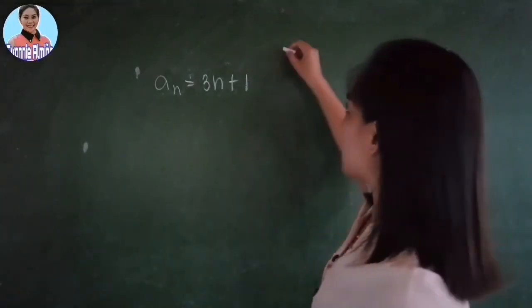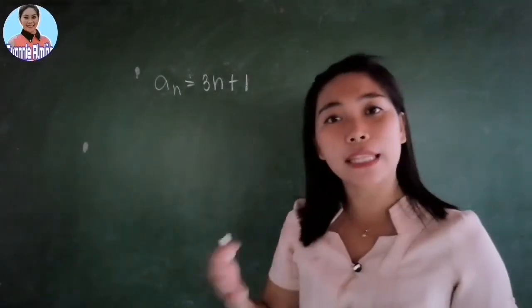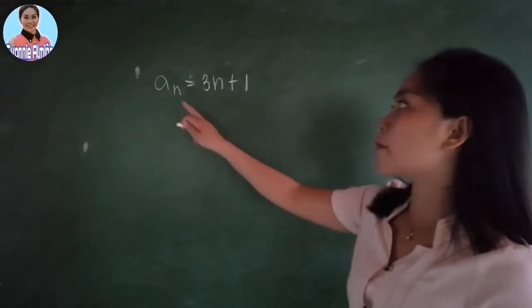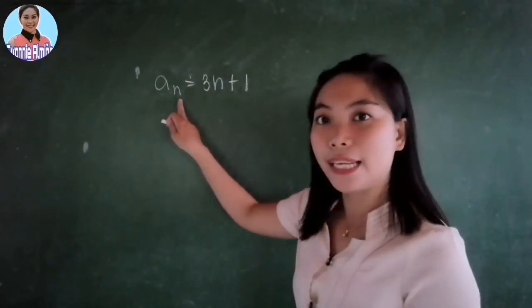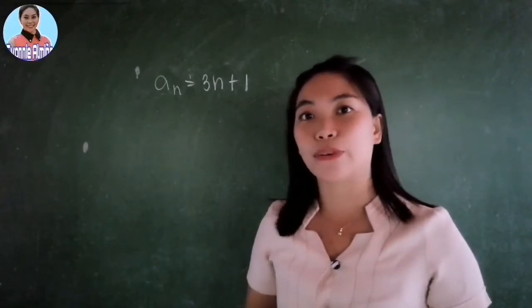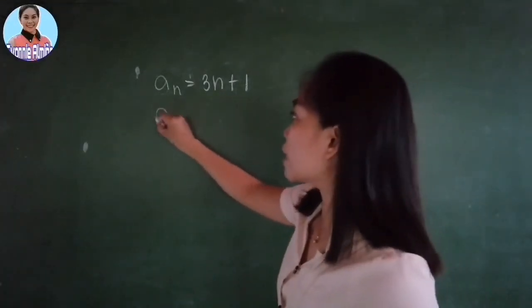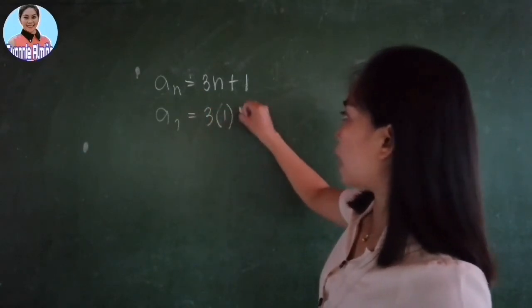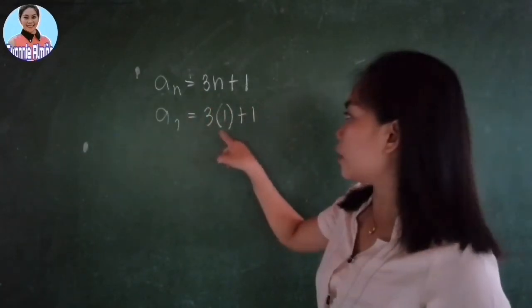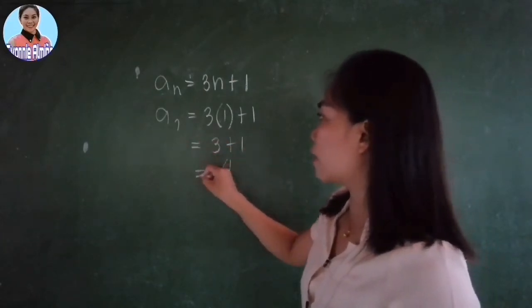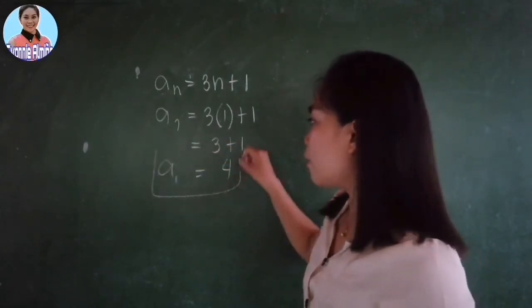So of course, since 5 terms yung tinatanong sa atin or yung hinihingi sa atin, we are going to substitute the value of n from 1, 2, 3, 4, and 5 since 5 terms siya. So let's start with a sub 1. So 3 multiplied by 1 plus 1. So 3 multiplied by 1, you have 3 plus 1 equals 4. Therefore, a sub 1 is 4.